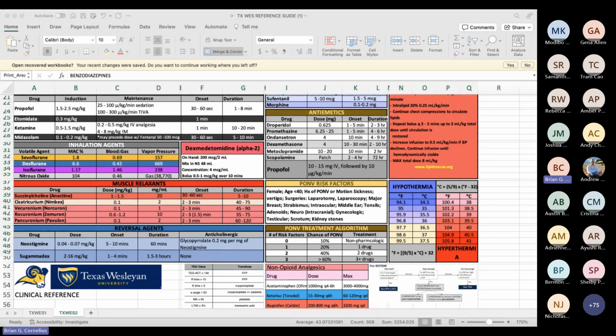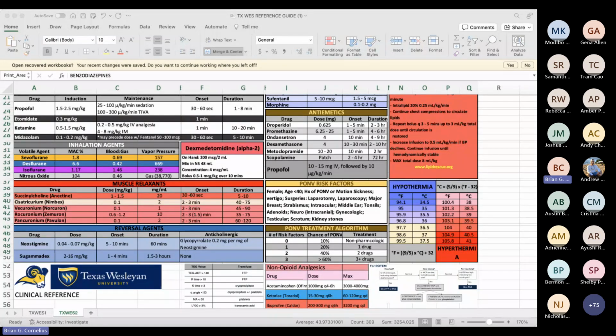So Sugammadex, the dosing is 2 to 16 milligrams per kilogram, and you can really go into depth there, but it's based off of how many twitches the patient has. The book answer for onset is 1 to 4 minutes. It's very quick. With that in mind, sometimes if we're using neostigmine and glycopyrrolate, we'll administer it on the back end of the case or as the patient's starting to wake up, and that's fine.